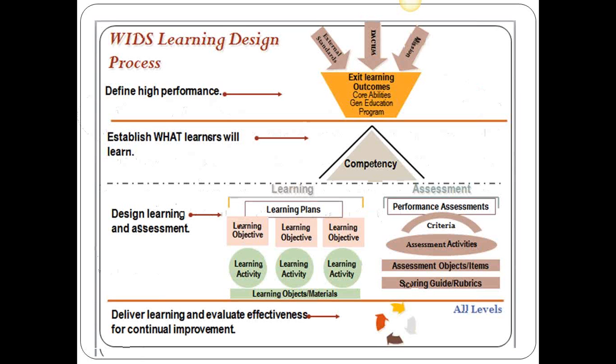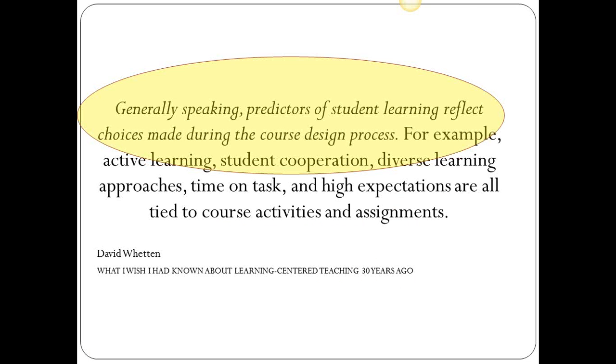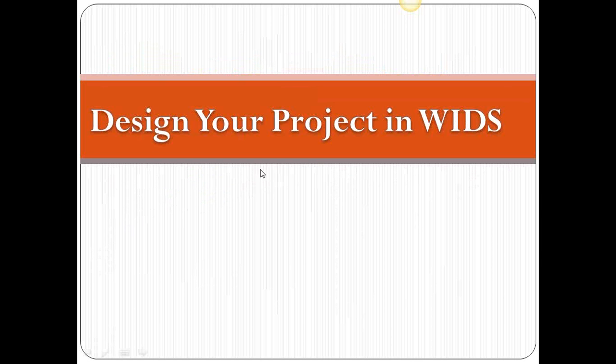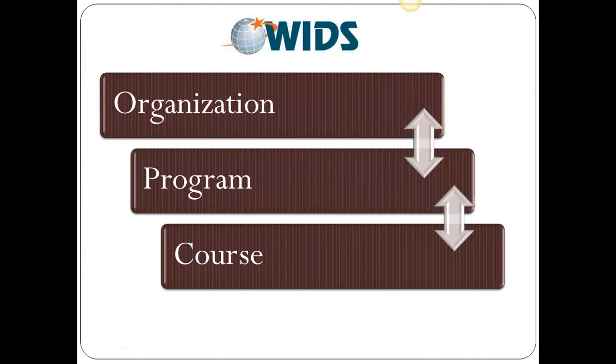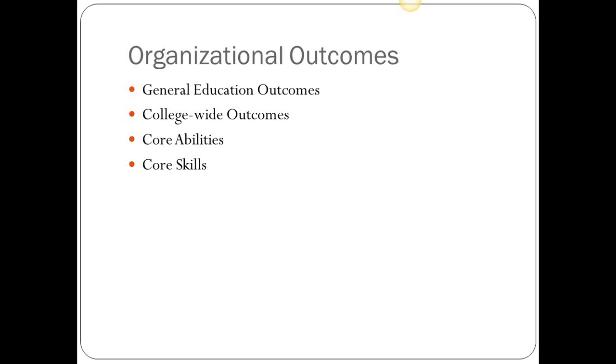So generally speaking, the predictors of student learning reflect choices made during the course design process, thus the reason for having a good design process. So when you design your projects in WIDS, you keep that model in mind, and you'll see as you get into the software that all the pieces touch each other, establishing what your organizational outcomes are up front, designing a program that will target some of those organizational outcomes and link to them or associate to them, and designing courses that fit into programs which ultimately then touch the organizational outcomes or give students an opportunity to be measured on those. All of these pieces, though it looks linear, again, are very holistic and they touch each other. And WIDS is a relational database where you're able to actually see that association occurring.